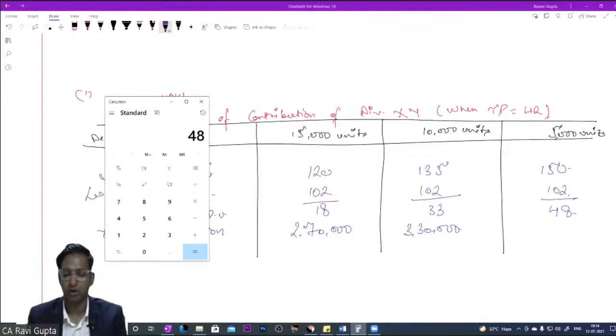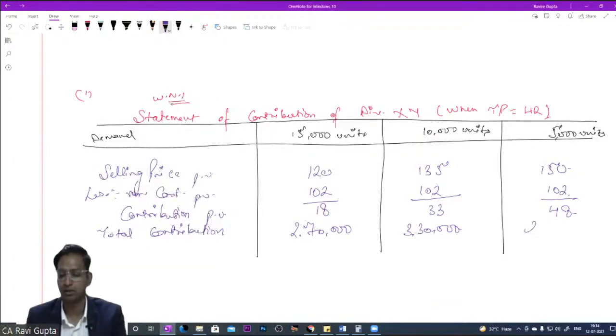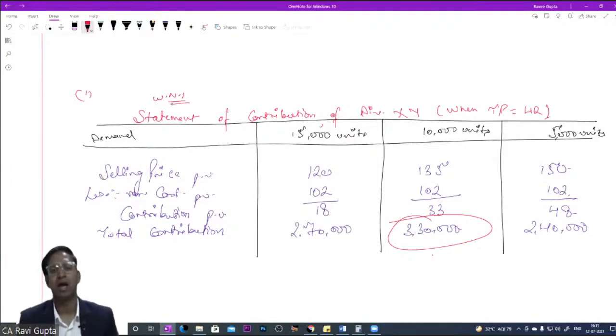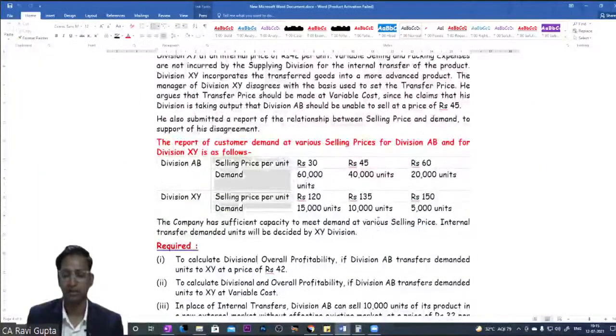And 48 into 5,000 will be 2,40,000. So from this statement, you can see that the number of units is higher, 15,000, but its contribution is not higher. The contribution is higher at this point. As division XY has the authority, the internal transfer demanded units will be decided by division XY.